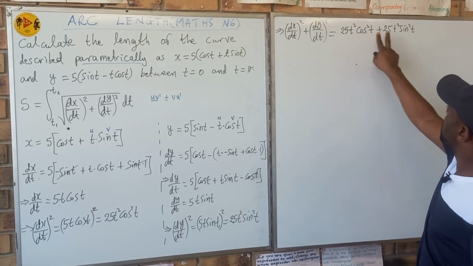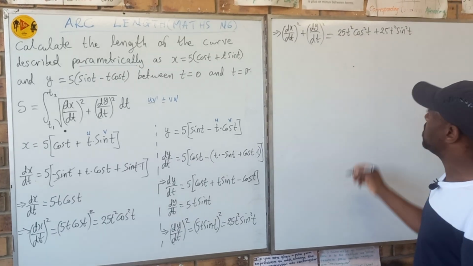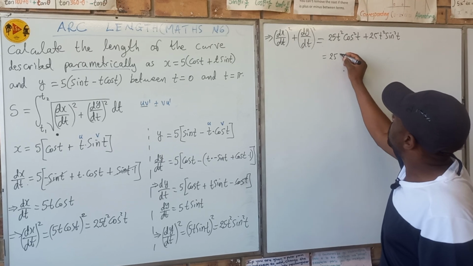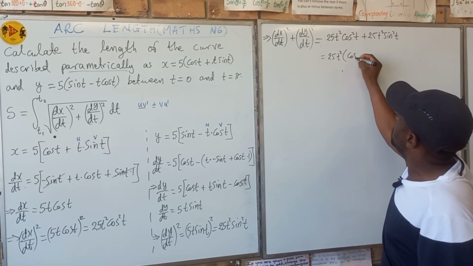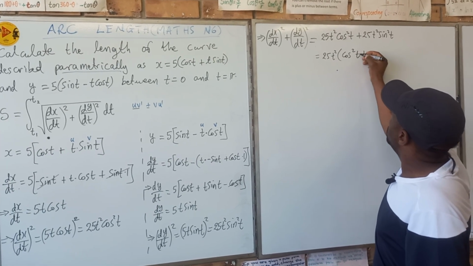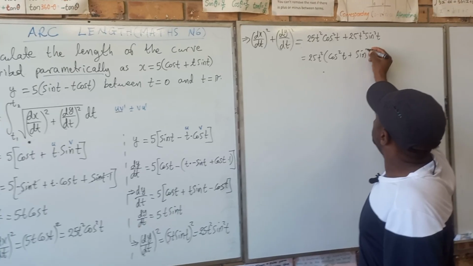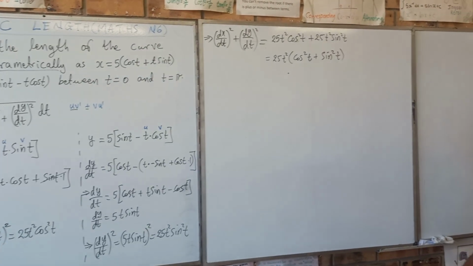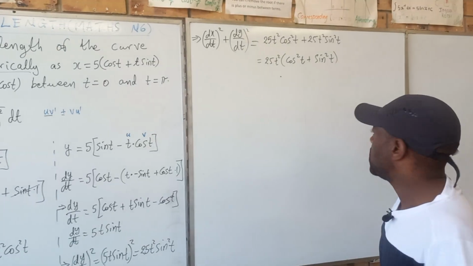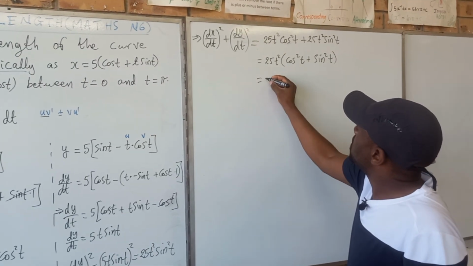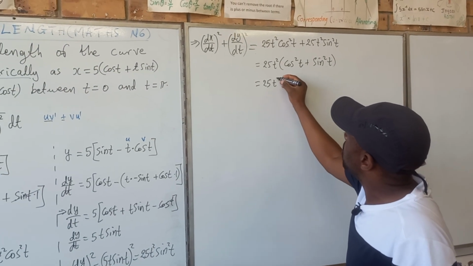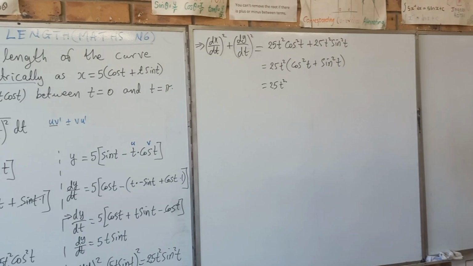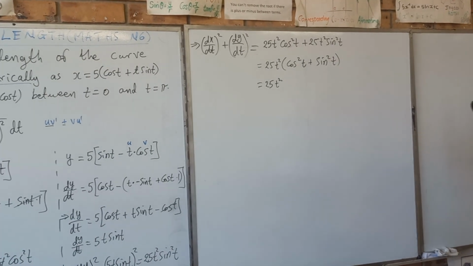And you see that 25t squared is a common factor. So you take out your common factor, you get cos squared t plus sine squared t. That is equal to 1. Cos squared plus sine squared is equal to 1. For a mathematics student, that is the first formula on page 1 of your formula sheet. So we're left with 25t squared.